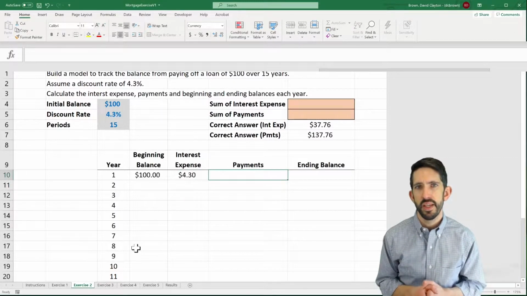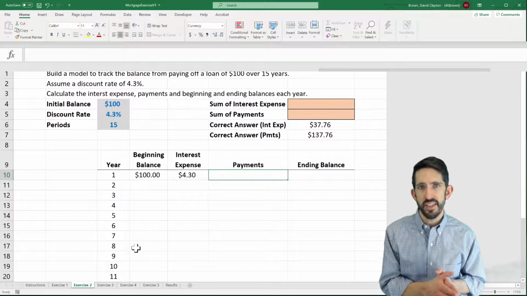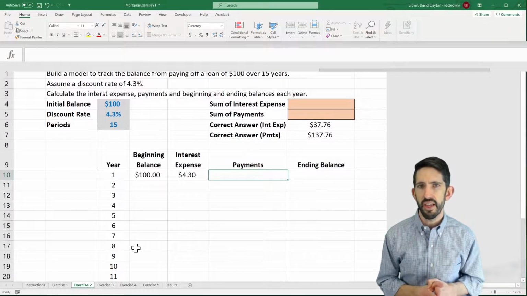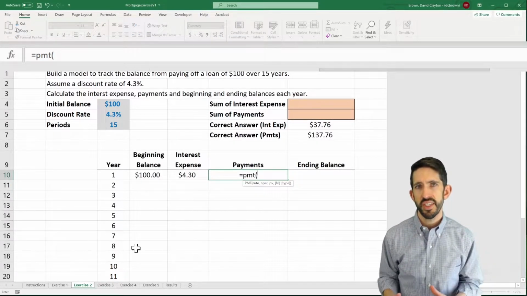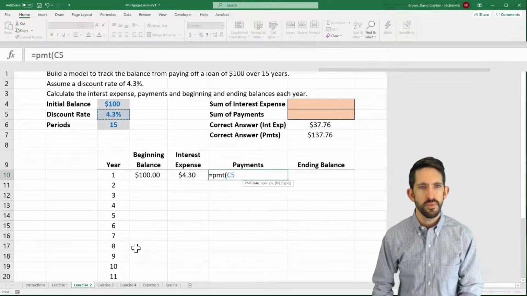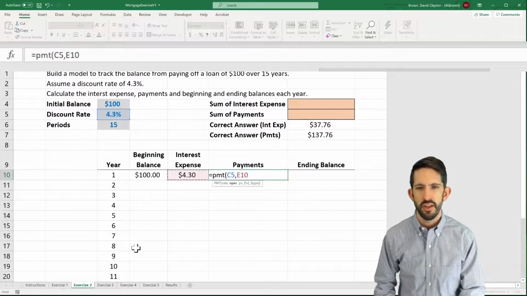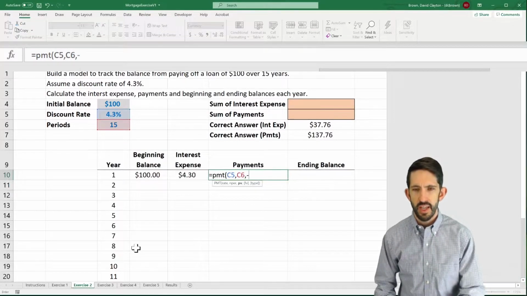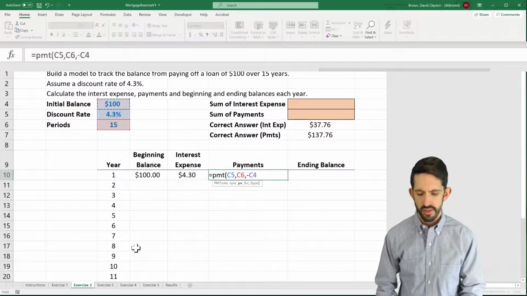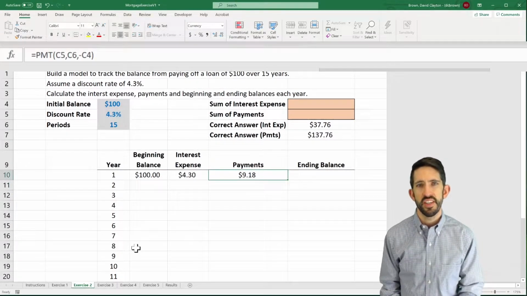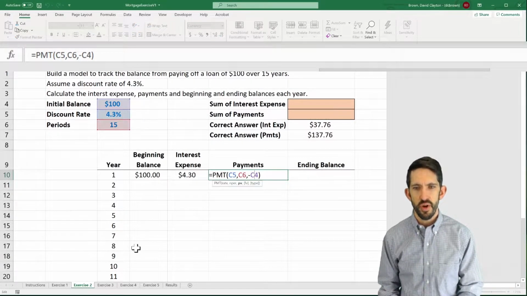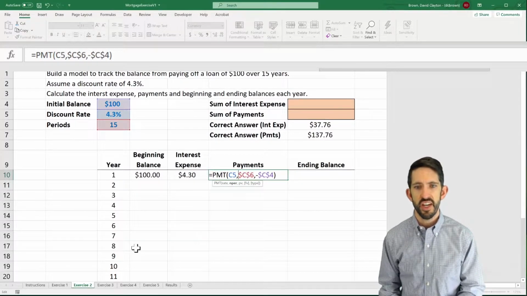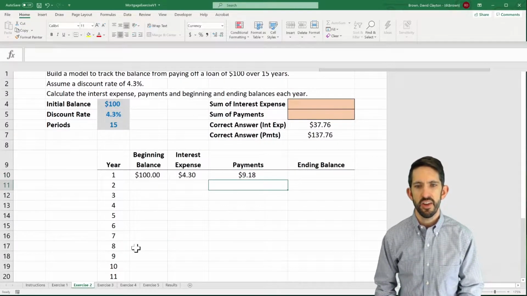Now our payment, here we know from the last problem that it was $9.18, but we need to be able to calculate that. And one new function we can use is the payment function. PMT is just a rearrangement of the annuity formula. Now we give the rate, 4.3%, the number of periods, 15, and then negative of the initial balance. And we see our payment is $9.18. We're going to want to be careful that we go ahead and lock all those cell references. Otherwise, the formula is not going to work when we drag it down. So I'm going to go back in and lock all of those.